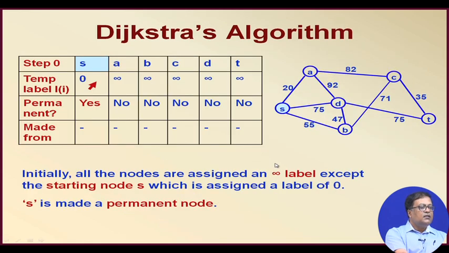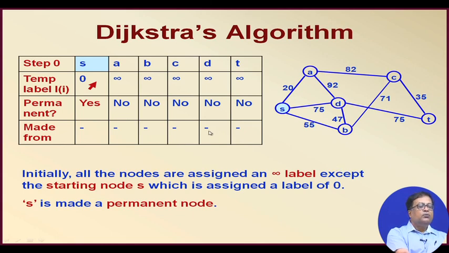Now, after the distance matrix is obtained, first we make S permanent, right. S is made permanent and a temporary level of 0 is assigned to S, then A, B, C, D, T, all the remaining nodes, are assigned infinity as their temporary level. Now, is anything permanent? S is made permanent. So, this is yes, and this arrow means this is the last node that has been made permanent, and made from, well, nothing, because after all S has to be made from S, but we need not write it. So, that is the first step.